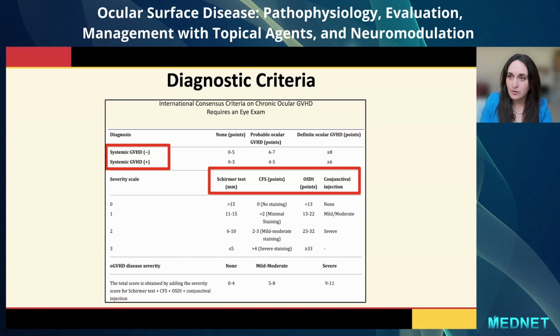We have a diagnostic criteria, which was described by the International Consensus Criteria on Chronic Ocular GVHD, which requires an eye exam by an ophthalmologist. It takes into account whether or not the patients have systemic graft versus host disease or not. And then it looks at the Schirmer's test, which is a measurement of tear production, corneal fluorescein staining, the ocular surface disease index score, which is a validated dry eye questionnaire, and then the injection of the conjunctiva.